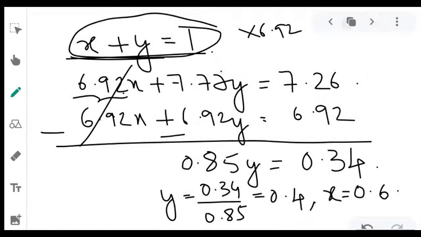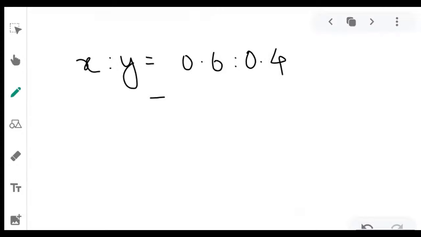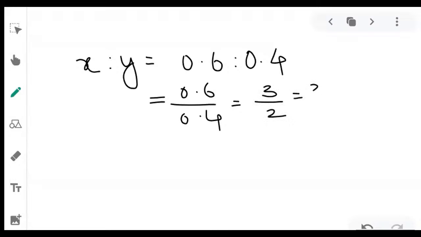So x is to y equal to 0.6 is to 0.4. What is the simplified form of this? 0.3 is to 0.2. Remove the points also. 3 is to 2. Super. Right?